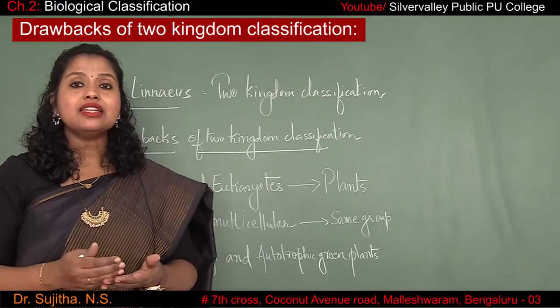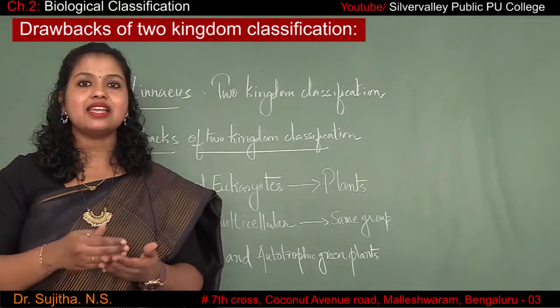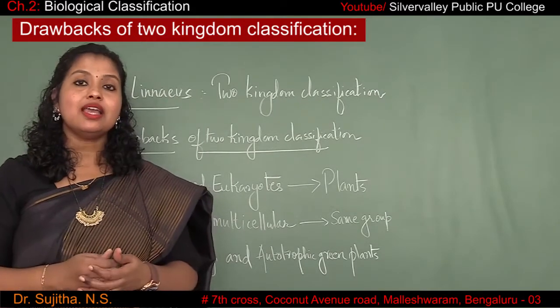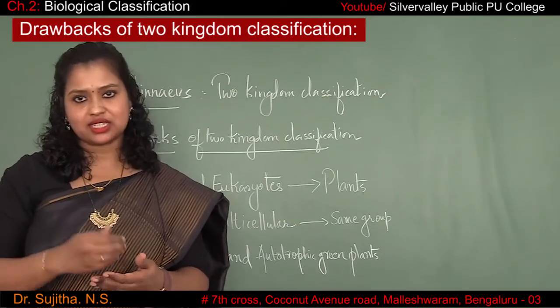So, Carl Linnaeus was not able to differentiate these differences, and he put everything in the same category. That is the reason why Carl Linnaeus' two kingdom classification was rejected.